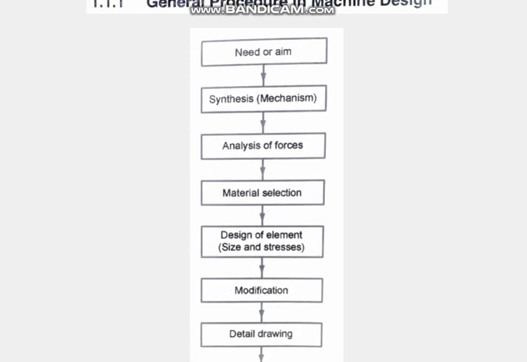Then the third step is analysis of forces. Now you have found out these are the elements, these are the links that are going to be there. Some can be reduced to a slider crank mechanism or some four-bar mechanism or such things. All the machines are some extrapolated view of these mechanisms.